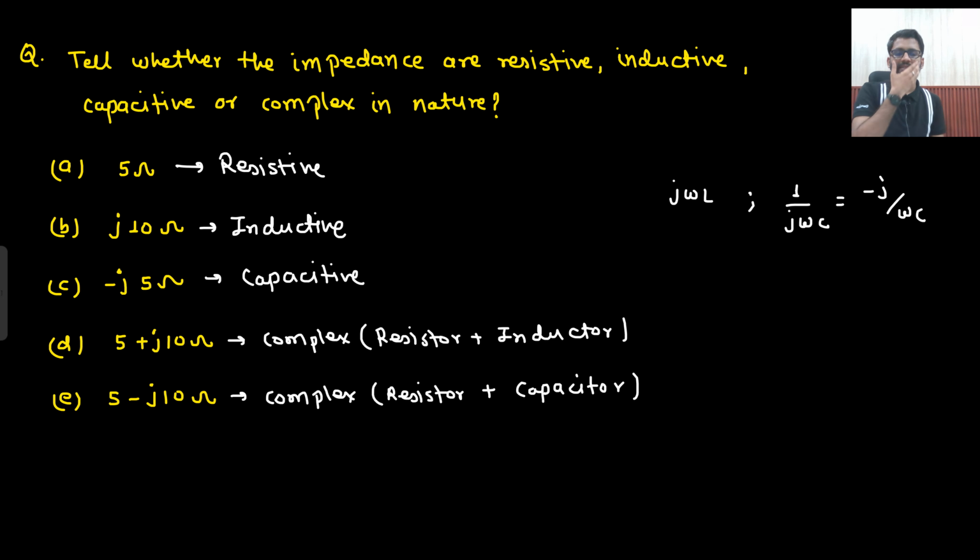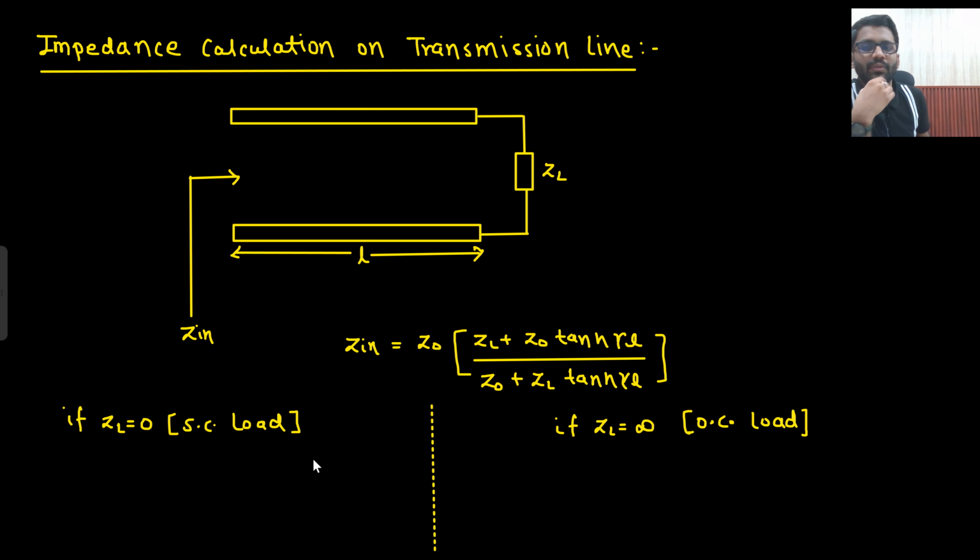Okay, well and good. Let's start our input impedance now. So, impedance calculation on a transmission line. What is the value of input impedance for any lossy transmission line? We are not taking lossless here. For any random transmission line, Zin equals Z0 times (ZL plus Z0 tanh gamma L) upon (Z0 plus ZL tanh gamma L). Just write it down in your rough notebook. You need to remember it.